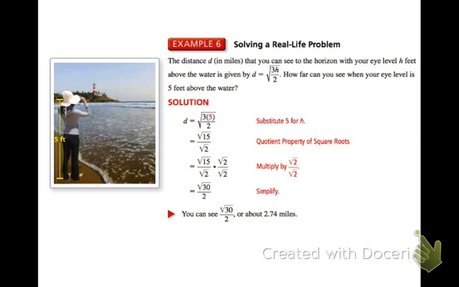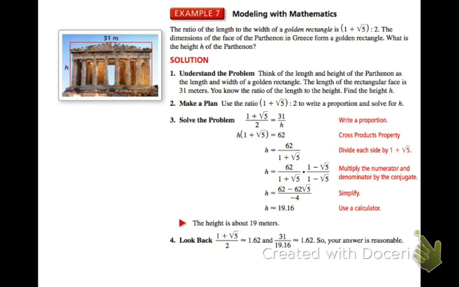So there is a reason and a time when we actually do simplify these down to decimal numbers, when it would make a little bit more sense to tell us the distance. Another example, and this is kind of fun, is using proportions with the golden ratio. We've talked about the golden ratio before, and it's a mathematical proportion. It is 1 plus the square root of 5 to 2, and that is the length to the width of a golden rectangle. So if you use that in a proportion, you can solve for a missing side length. In this case, they're solving for the height of the Parthenon in Greece.